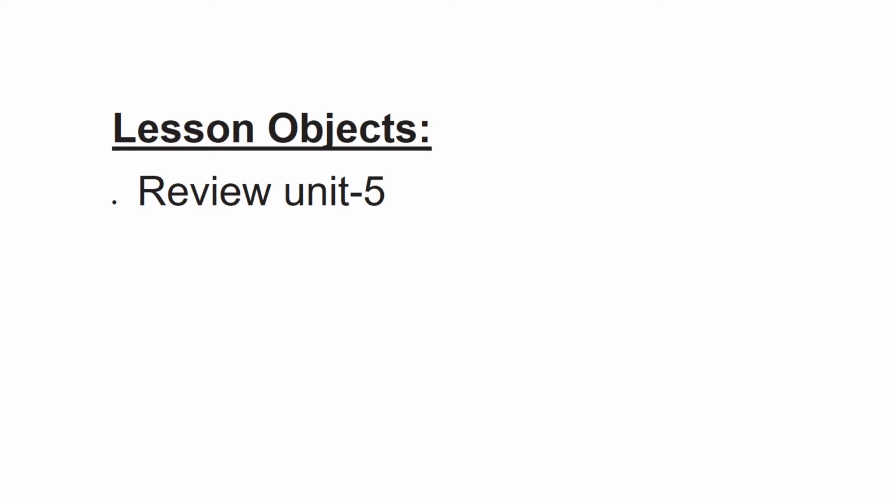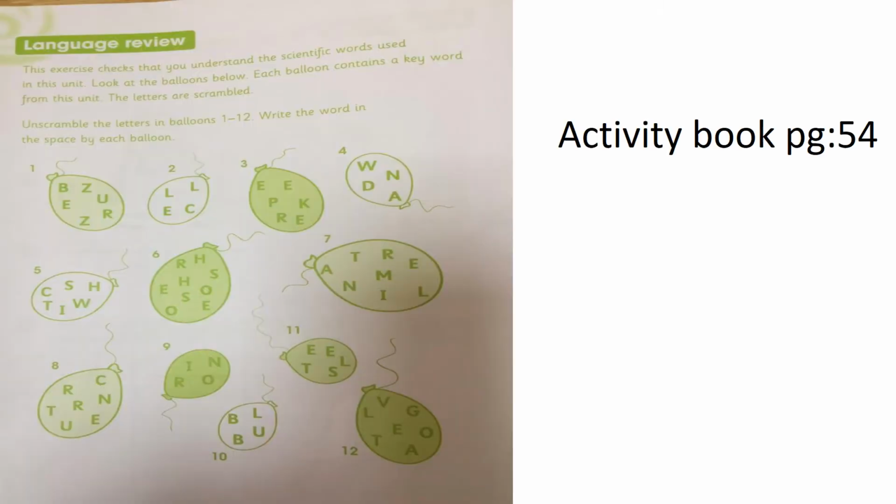If you are going to buy some bulb or some motor or some cells, they definitely write down on it how much voltage it has. When you go to the market, you must read how much voltage it has. Now we will start the activity book, page number 54.